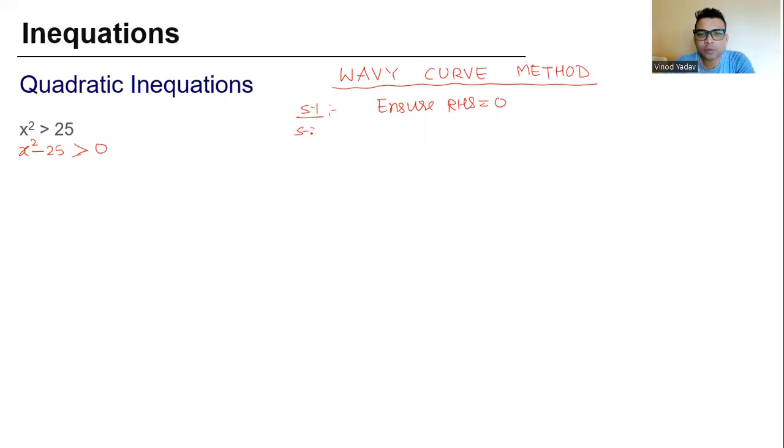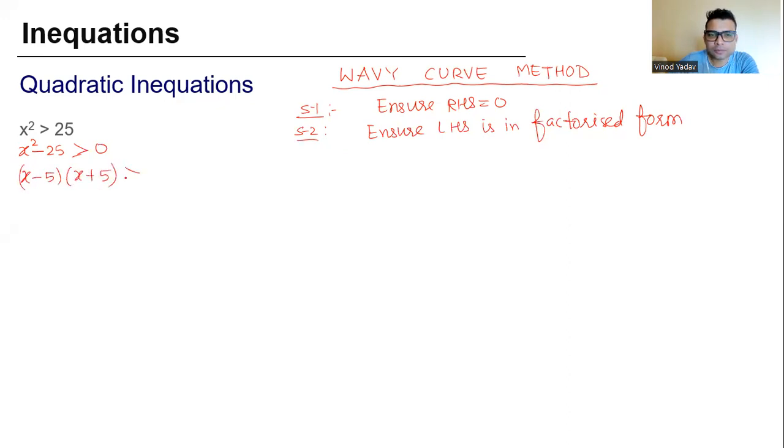Step 2: ensure LHS is in factorized form. I hope you are comfortable with this word. Factorized form means what? Multiplication or division form, right? Here, as of now, the left hand side is not in factorized form. Let me factorize, and here it is possible. You can see the a square minus b square structure, so a minus b into a plus b. Yes, so step 2 is sorted.